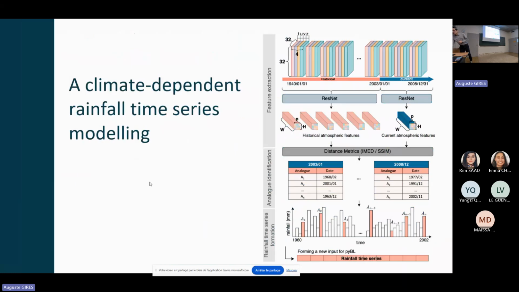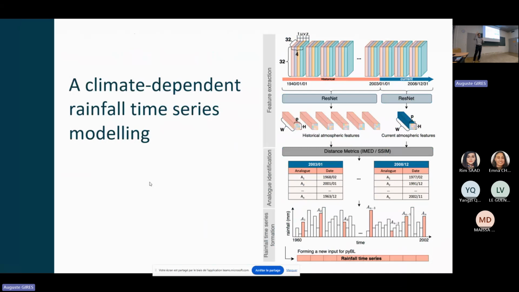So we further use this to try to create a climate-dependent rainfall time series generator. For example, in the past, when we wanted to model rainfall from July, we would probably go to all the historical July data to look for their statistical properties, and then use them to create a rainfall time series generation or modeling. But here it's different. For example, we want to look at current July. We go back to our history to look for the one with similar climate. We use a climate model to help us find the one that really looks similar.